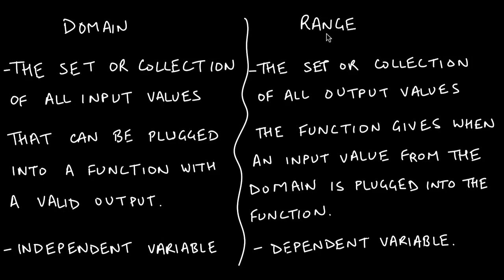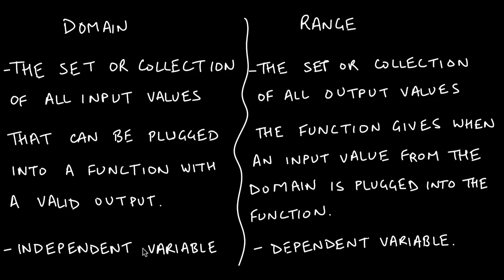Next, couple of ideas that we have to remember are that of domain and range. So the domain is defined to be the set of all the numbers or all input values. They don't have to be numbers. It's the set of or collection of all input values that you can plug into a function and the function gives you a valid output. So those are things that you plug into the function. So imagine the x values that you plug in. And we'll see a couple of examples of this in the future. This is always the independent variable because you can choose whatever you want.